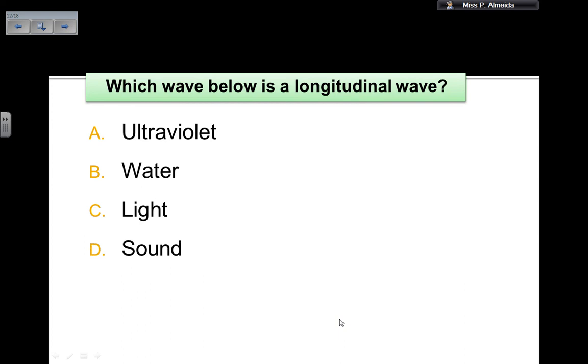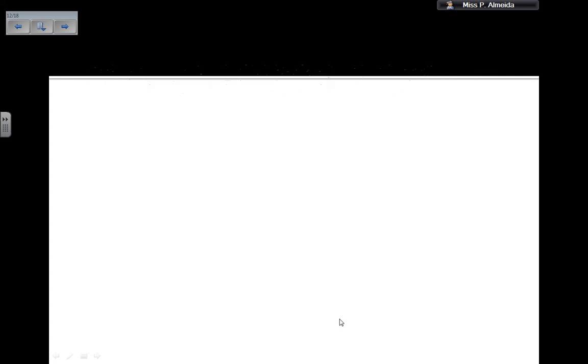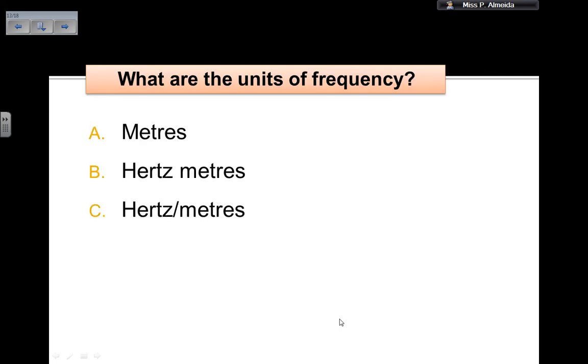Which wave below is a longitudinal wave? So, ultraviolet, water, light, and sound. Ultraviolet and light are electromagnetic waves, so they need to be transverse. Water waves are transverse as well, so the answer will be sound, okay? Next question. What are the units for frequency? Frequency is hertz, which is 1/second, so D is again the answer, hertz.